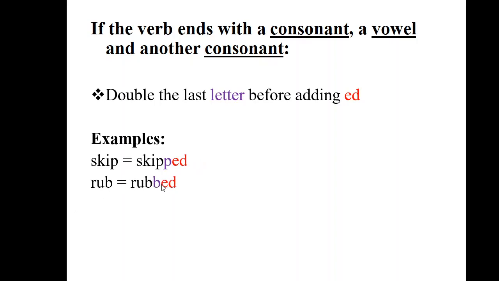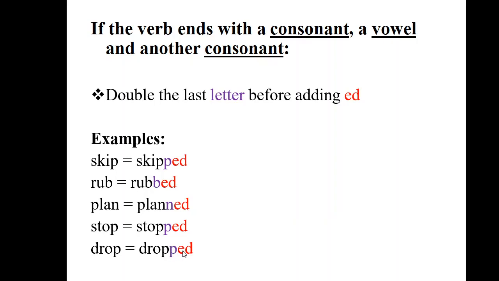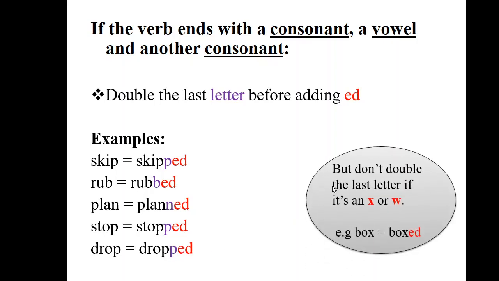Rub is rubbed. Plan is planned. Stop is stopped. Drop, dropped. But you need to take note of this. Don't double the last letter if it's an X or W. Like in this example, we have box. The last letter is X, so we did not double X here, but we just add E and D to the word box. So the past tense of box is boxed.